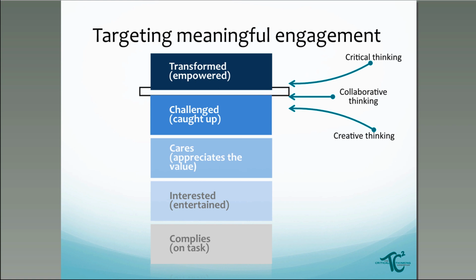And so you see on this taxonomy that at the very bottom, we have students who are compliant, they're on task. Or as we move up, they're interested or entertained, they care or appreciate the value. But as we move up to challenge and transformed, they are on task, they are interested, they do care, but they're also really challenged and empowered by that learning.